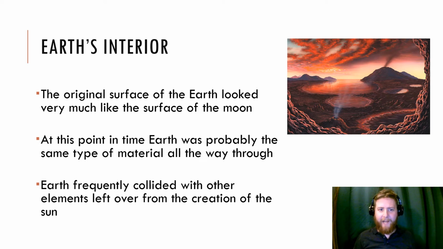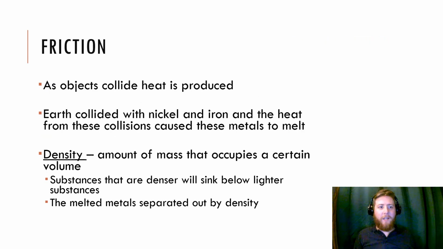As Earth is colliding with meteorites, asteroids, comets, all these things that are left over from the creation of the sun, we're getting more energy and more elements added. So as these objects were colliding with Earth, we get this friction occurring. And as objects collide, heat is produced. And as Earth collided with this nickel and this iron and these other elements, the heat from these collisions causes these metals to melt. And now we have this molten elemental rock stuff.